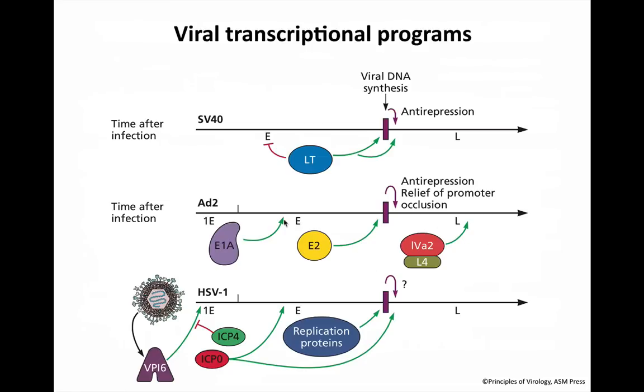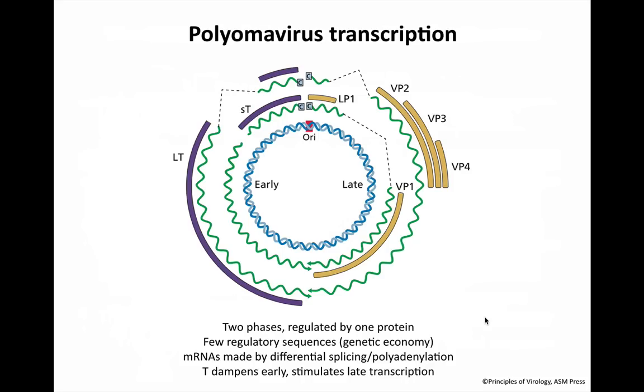There are even more complicated coordinated transcriptional programs exemplified by herpes simplex virus. Here, multiple transcriptional programs are required to get into the late phase, and we'll consider this in a subsequent slide. Now let's look at the transcription cycle of Polyomavirus.